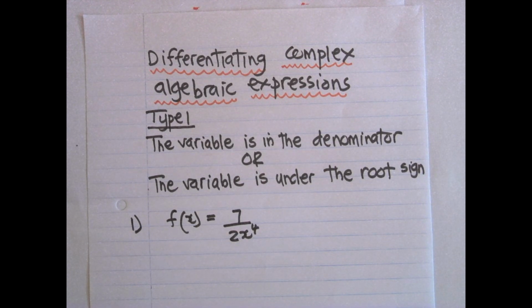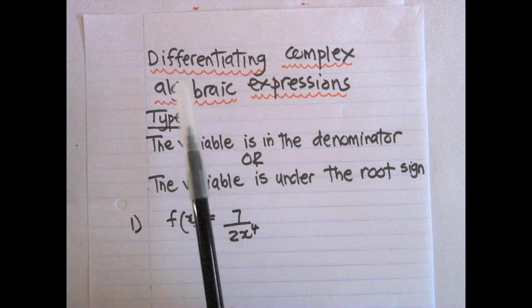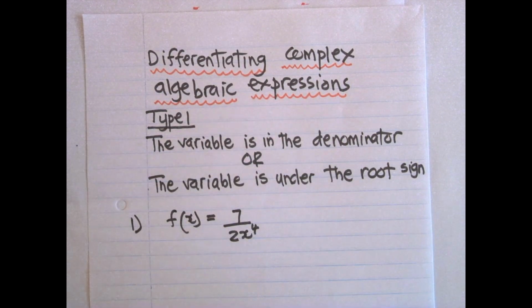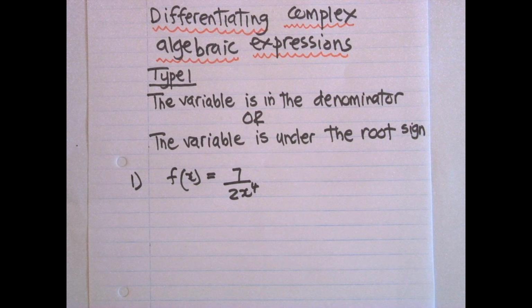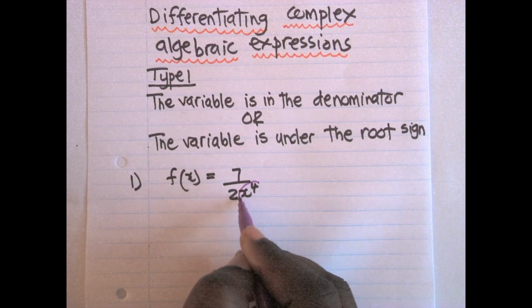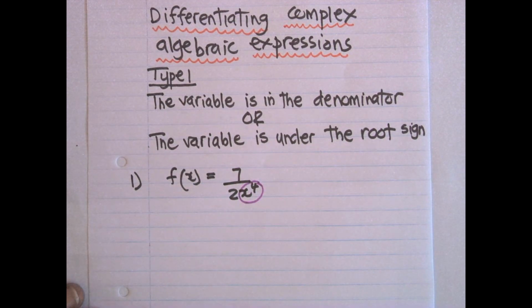In this lesson, we are going to talk about differentiating complex algebraic expressions. The first type that we are going to look at is when the variable is in the denominator or when the variable is under the square root sign. If we look at number 1 there, our variable that we are working with is x, and we have got x to the power of 4. So we need first of all to fix this part. How do we fix this part? We will use the laws of exponents.